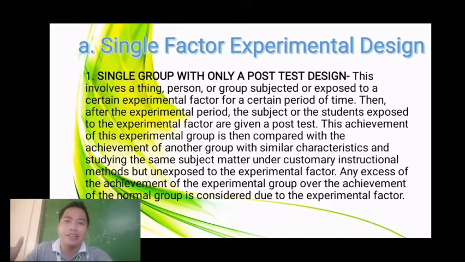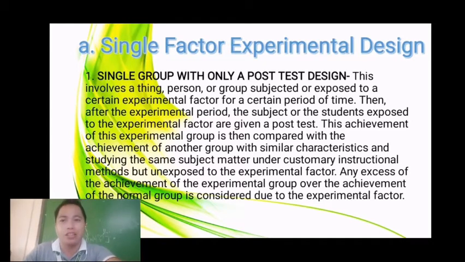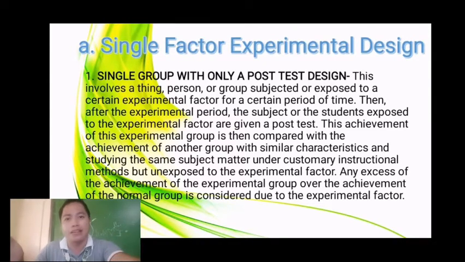The difference is the first one is exposed to a certain experiment, then the other one is not exposed to the experimental factor. So what will happen is any excess of the achievement of the experimental group over the achievement of the normal group is considered due to the experimental factor.